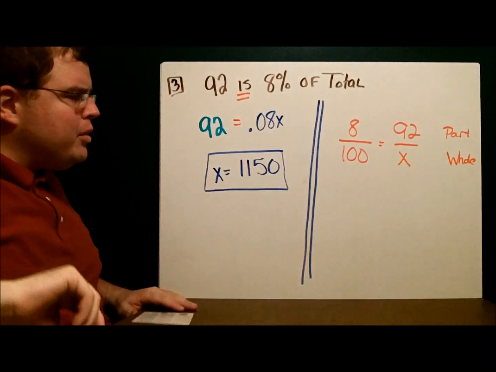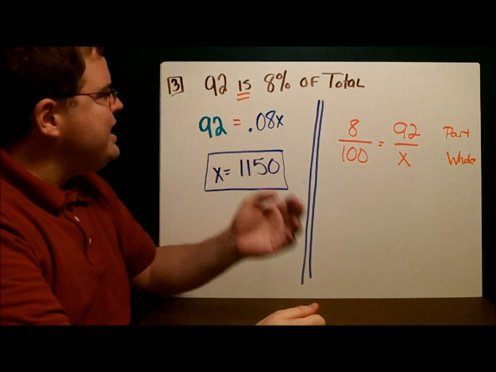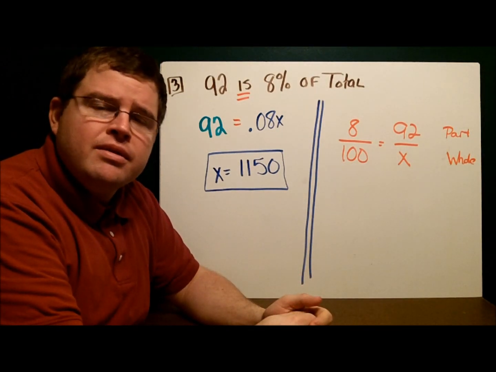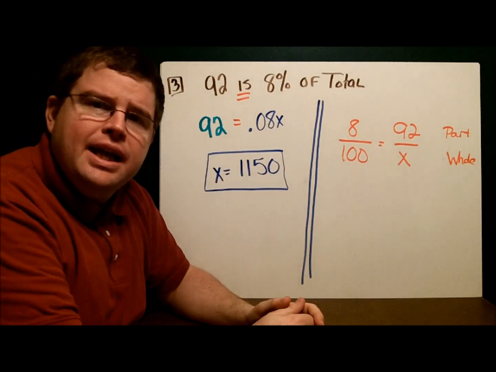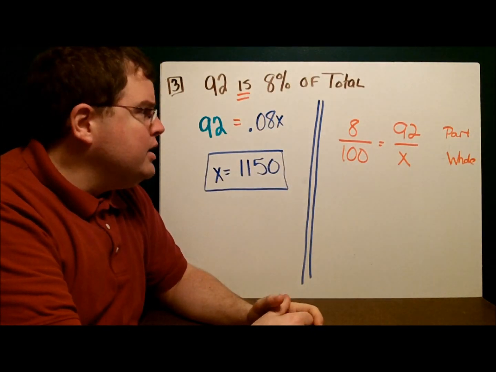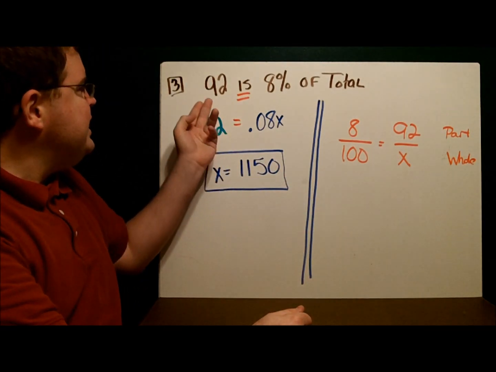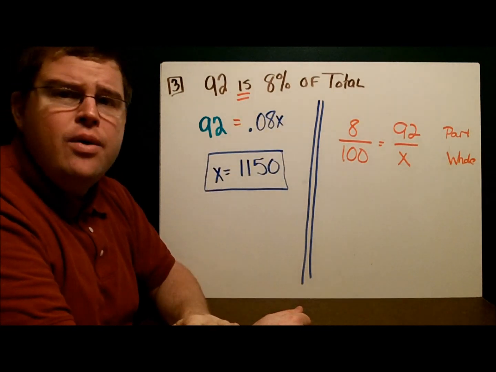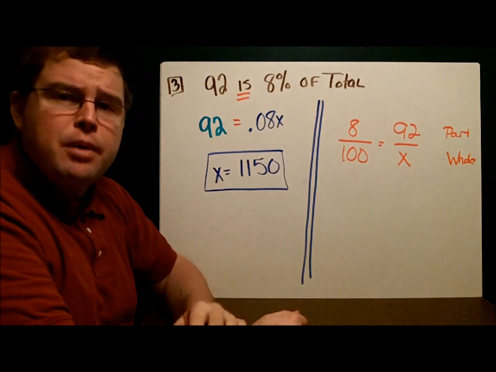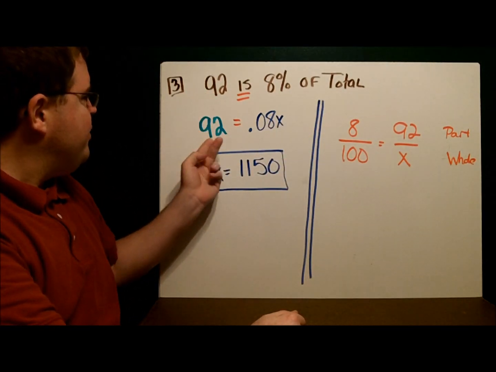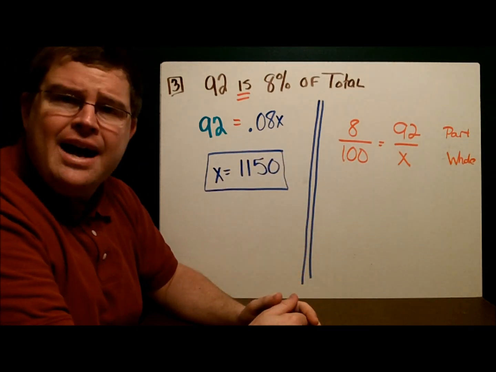In our next example, we have something a little bit different. We're told that on a certain day, there are 92 students absent from school. And we're also told that the 92 students is 8% of the total student body. So the question is, how many students go to the school? Well, 92 is 8% of the total. Remember, the word is means equals, and the word of means multiply. 92 is 8%, 0.08, of the total x.